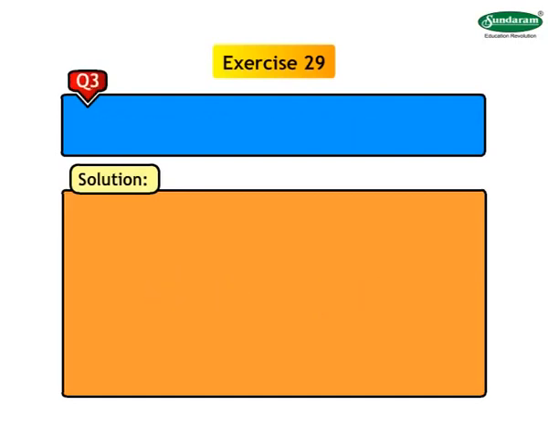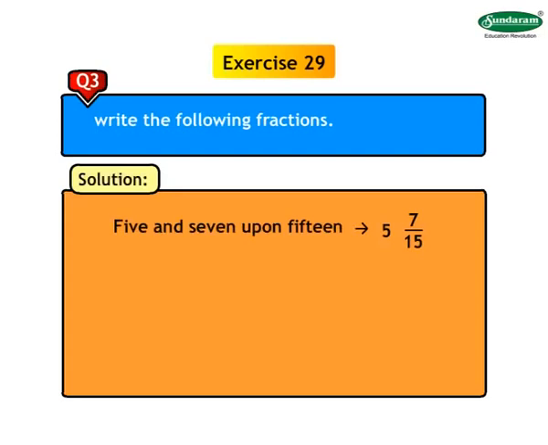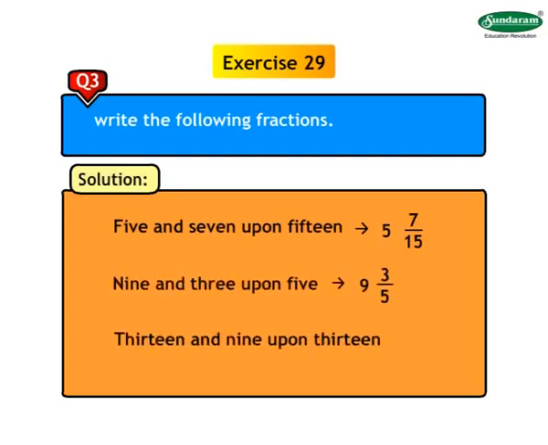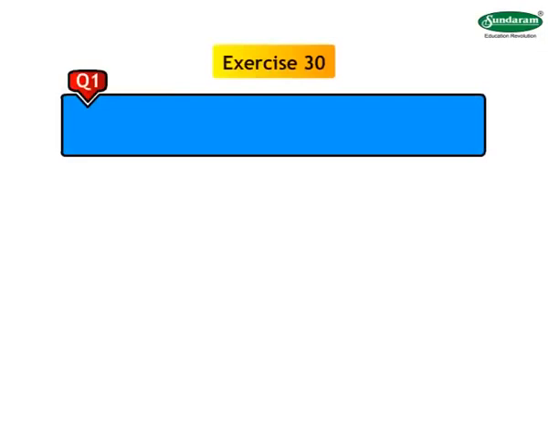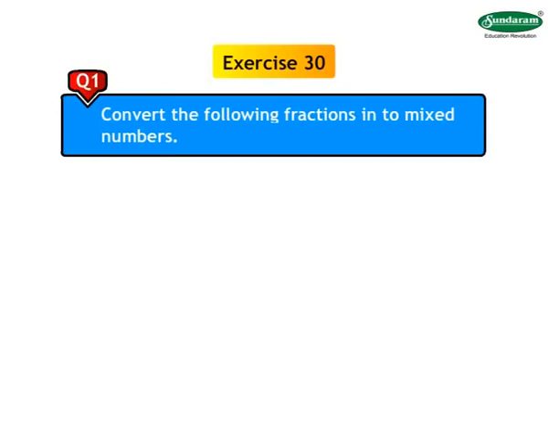Question 3. Write the following fractions. Answer: 5 and 7 upon 15, 9 and 3 upon 5, 13 and 9 upon 13. And now, let us see how we can convert an improper fraction into a mixed number. Let us take an example from exercise 30. Question: convert the following fractions into mixed numbers.